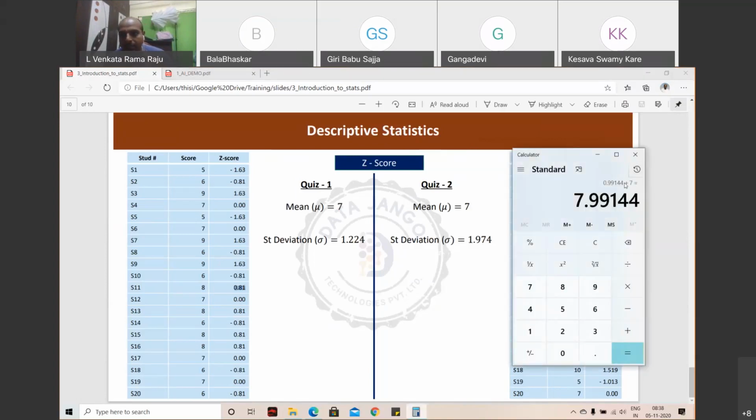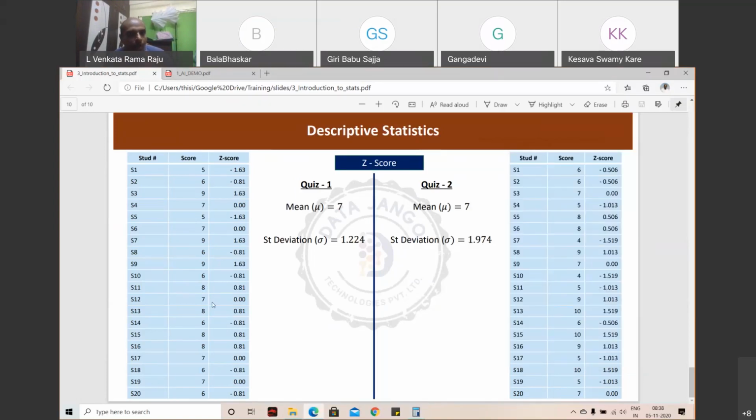7 plus 0.81 into the standard deviation, that is what I did. So how far each data point is from the mean in terms of standard deviation, that is what we are trying to calculate. That is z-score. Got it? Any questions? Sir, once again, sir, I couldn't.